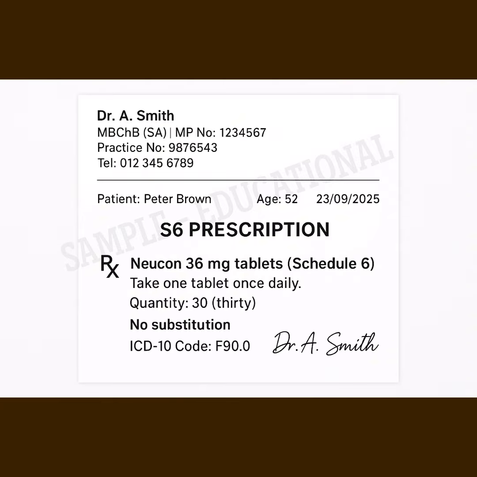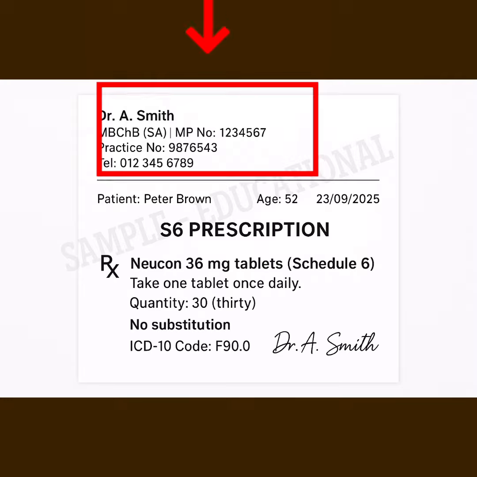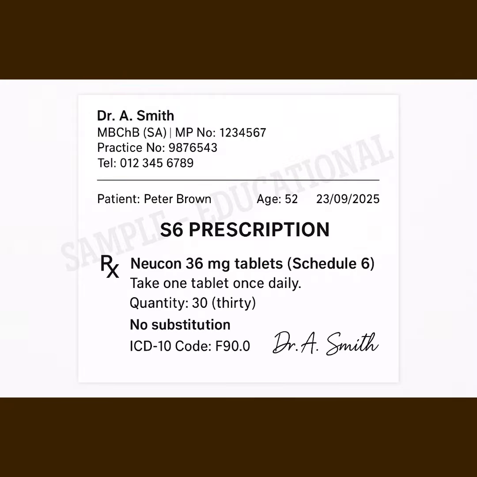Now let's do a Schedule 6 script. This is Brown-Peters or Peter Brown's prescription. So as you can see, a Schedule 6 prescription still follows the same format as other scripts. There is a doctor's name, a doctor's qualification, the MP number, the practice number, the telephone number. I forgot the address again. So there must be a doctor's practice address and the patient's name, the date, 23rd of the 9th month 2025, and then the doctor prescribed Nucon 36 milligrams.